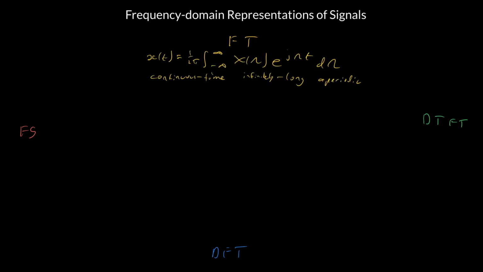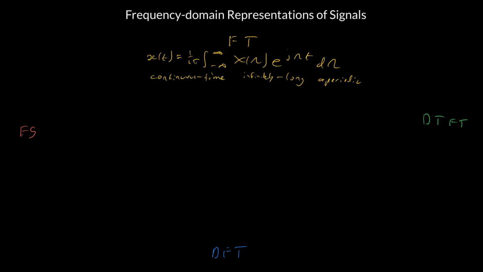The Fourier transform representation is given by this integral here. These are the frequency components. Here are our sinusoids, and it gives us a representation for a continuous time, infinitely long, aperiodic signal. Now, it could be periodic. If it were periodic, we'd have Dirac delta functions in here.